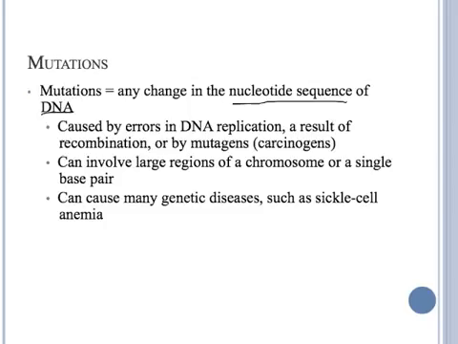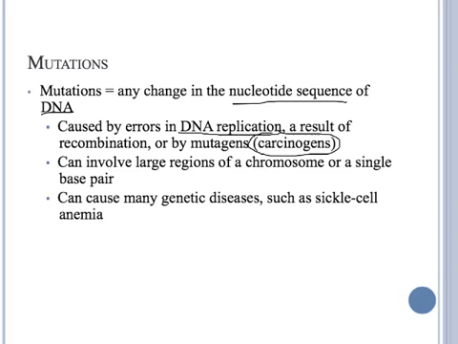Remember we said DNA polymerase makes an error during DNA replication about 1 in every 4 billion times. So that would be a mutation. Things like carcinogens, such as UV light and certain chemicals found in cigarettes, can also literally change your sequence in your DNA. They can literally change one base to another.